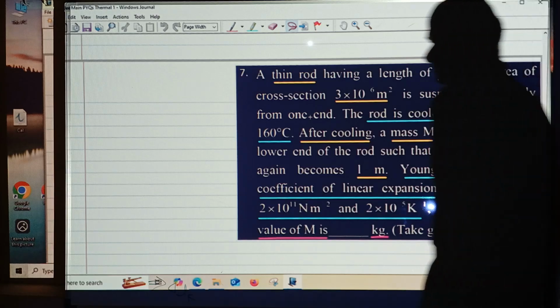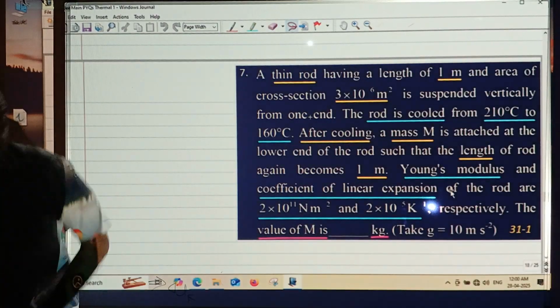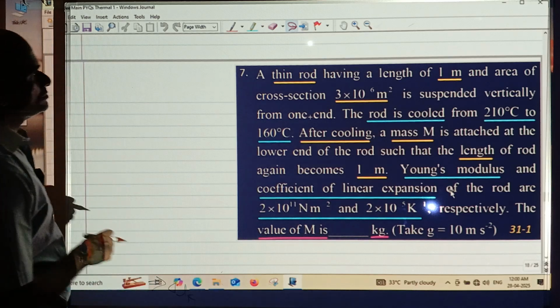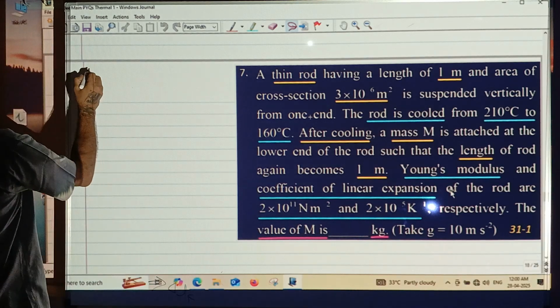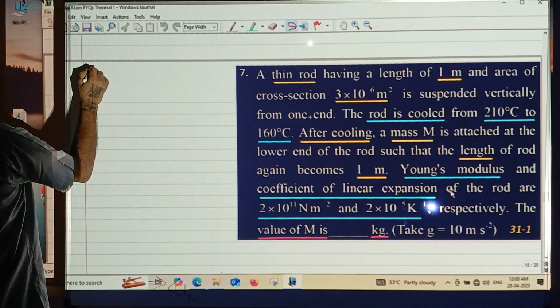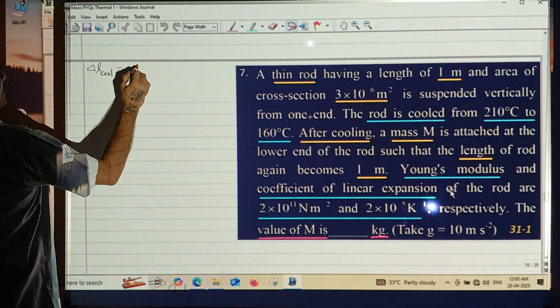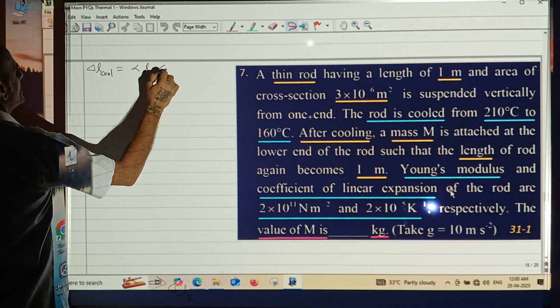This is a straightforward question. So the change in length, actually here, it's cooling. So there will be a decrease in the length. So delta L, when we call it due to cooling, is alpha, original length into delta T.